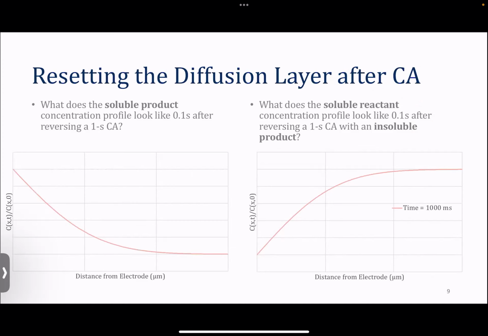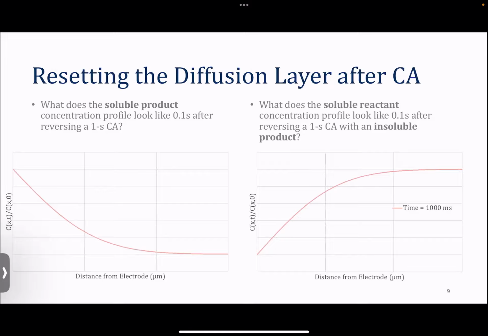So resetting the diffusion layer after CA means that we're trying to get back to the initial condition of the bulk concentration everywhere. So here on the left, we have a soluble product, and you can see in the plot below that we have the soluble product profile plotted in the light red line. So if I do a 1 second chronoamperometry step, and then I reverse it. So if I was doing a reduction step, I would then step more positive to then reoxidize my reduced species back to the oxidized species.